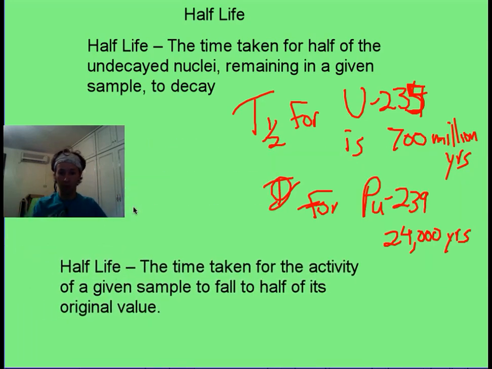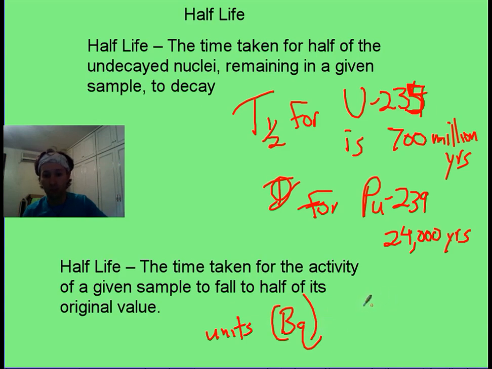Another way of defining it is by the activity. If you're measuring its radioactivity, then after 1 half-life, that rate of decay will have been cut in half. The units that you would measure that with could be becquerels (Bq), or if you're a little bit more old school, you can use curies (Ci).